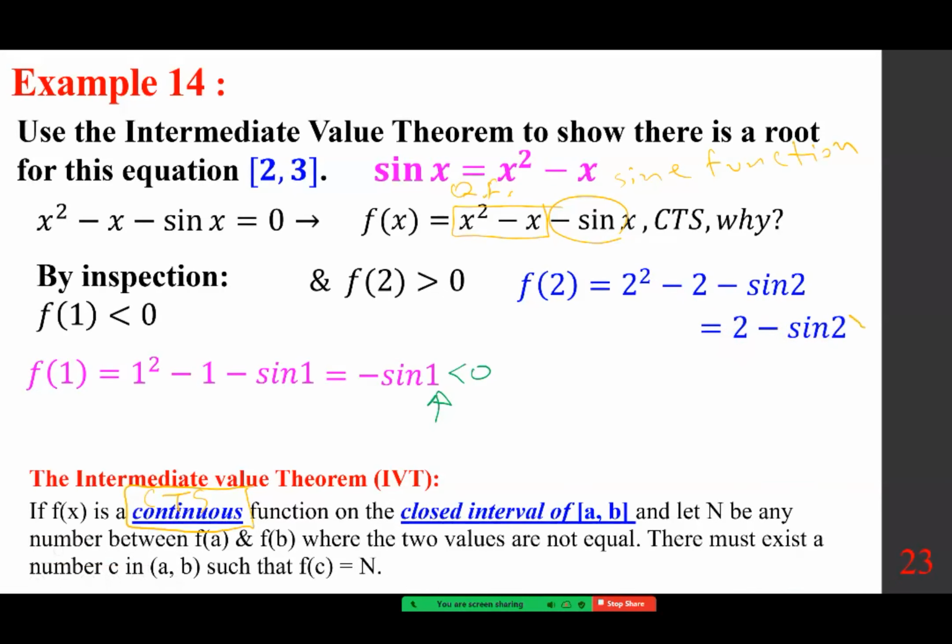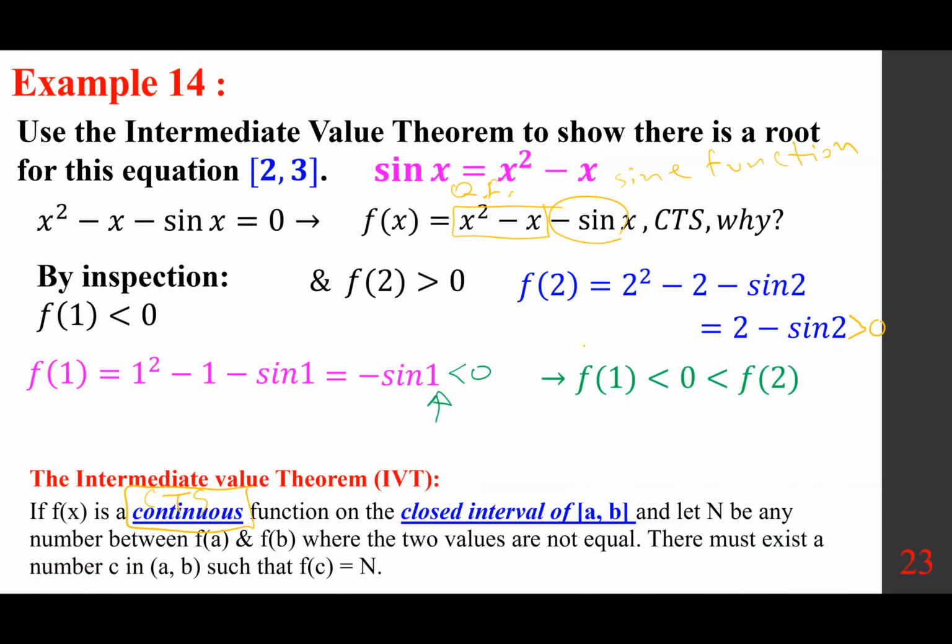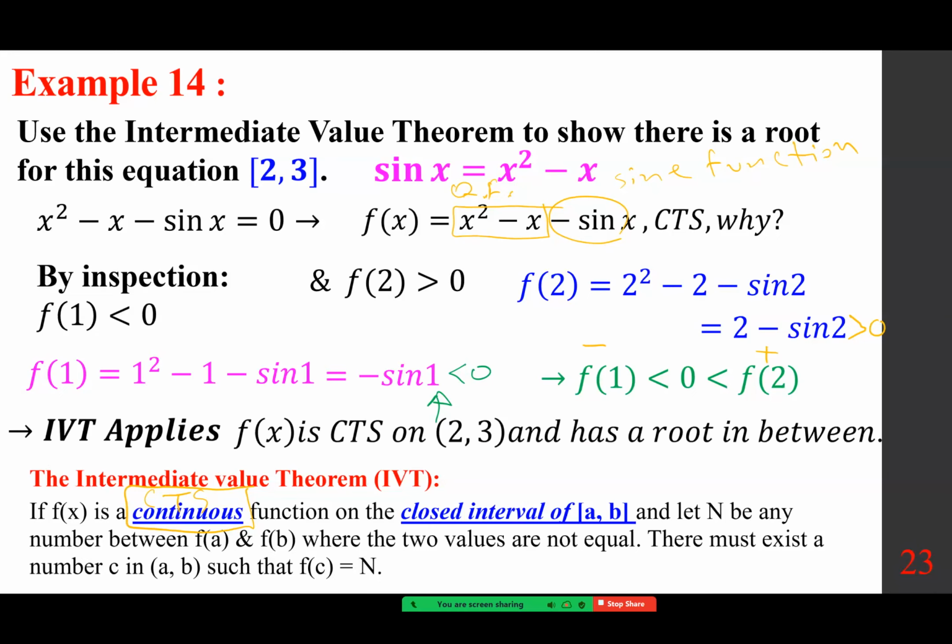So this is always positive. Therefore, since 0 is between f of 1 and f of 2, 0 is between a negative and a positive value. IVT applies, and f of x is continuous on the interval from 2 to 3 and has a root in between. All right.